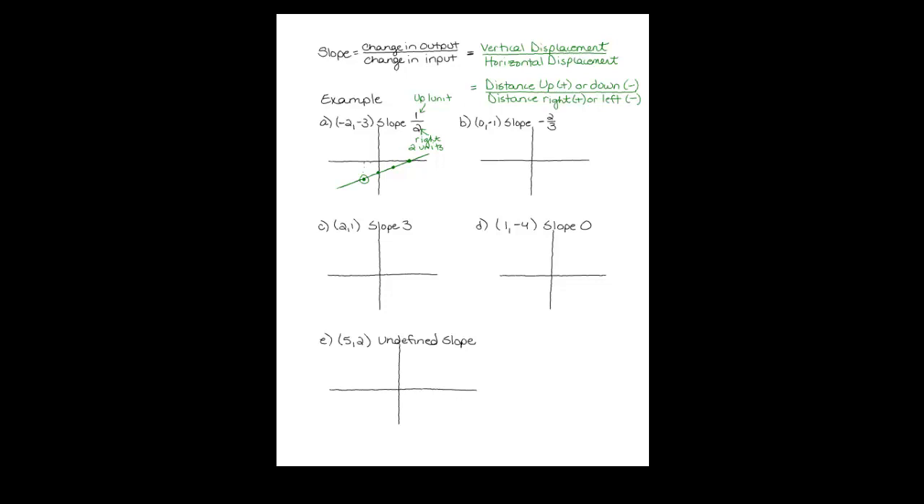Alright, so moving on to example part B. Here we have the point 0, -1, so I'm going to go ahead and plot that. There's 0, -1 right there. Now this time our slope is -2/3, so we have to decide what to do with that negative sign. Now the number -2/3, kind of breaking this up a little bit, you could think of this as -2 over a +3. Alright, that works.